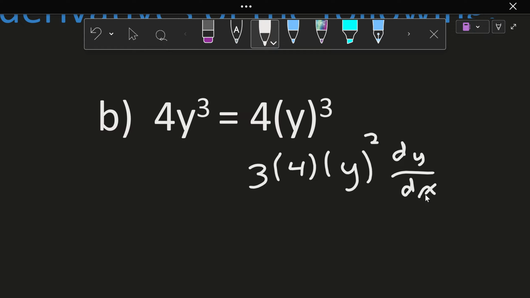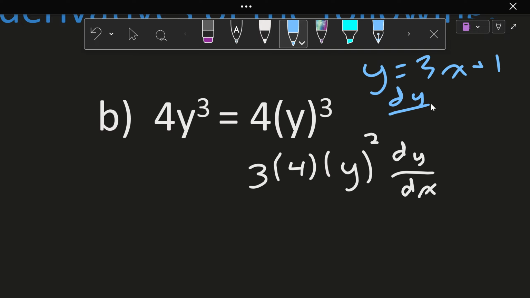That is the derivative of y. If you think back to other questions when we had something like y equals 3x plus 1, we usually used y prime, but the other way of writing that would be dy by dx is equal to 3. And you can see the derivative of y is dy by dx.